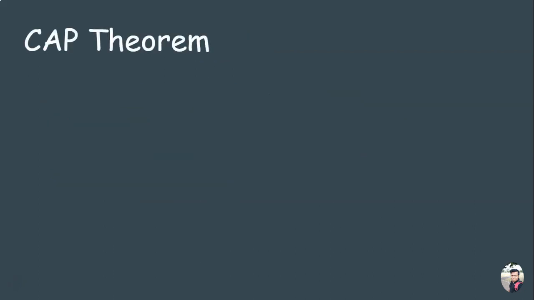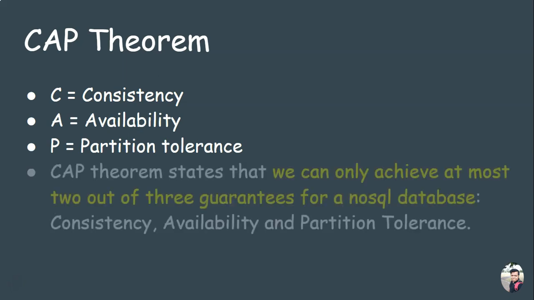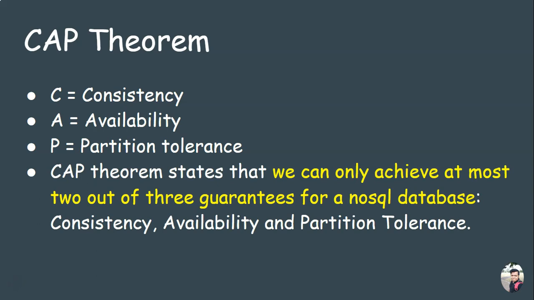Now here is one important theorem to understand when we are going with NoSQL, that is CAP theorem, where C stands for consistency, A for availability and P for partition tolerance. CAP theorem states that we can only achieve at most 2 out of 3 guarantees for a NoSQL database. So among consistency, availability and partition tolerance, we can achieve either consistency and availability, consistency and partition tolerance, or availability and partition tolerance, but not all three together.